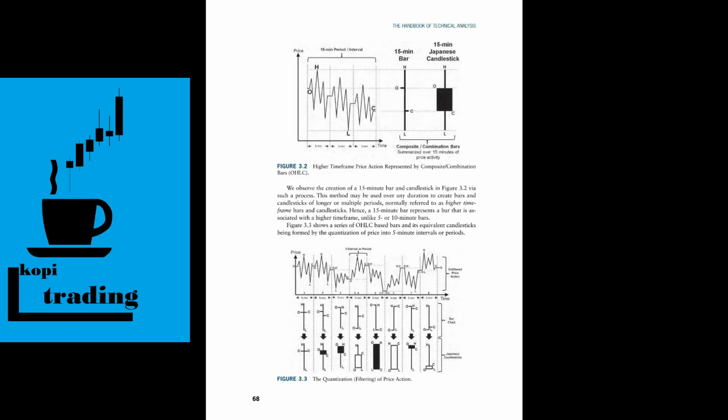Figure 3.2: Higher time frame price action represented by a composite combination bar. We observe the creation of a 15-minute bar and candlestick in Figure 3.2 via such a process. This method may be used over any duration to create bars and candlesticks of longer or multiple periods, normally referred to as higher time frame bars and candlesticks. Hence, a 15-minute bar represents a bar that is associated with a higher time frame, unlike 5 or 10-minute bars.